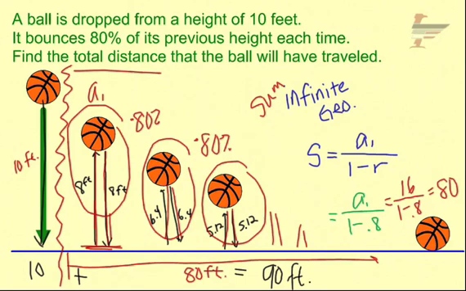So what we want to remember is that the infinite geometric series does not start until the ball does a complete bounce up and comes down. So we have to add on that first initial drop in the end to get the total distance the ball travels.